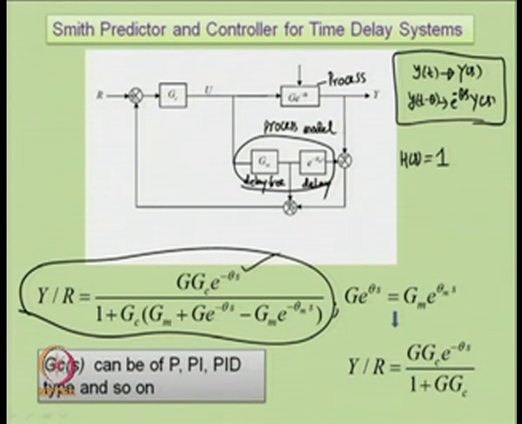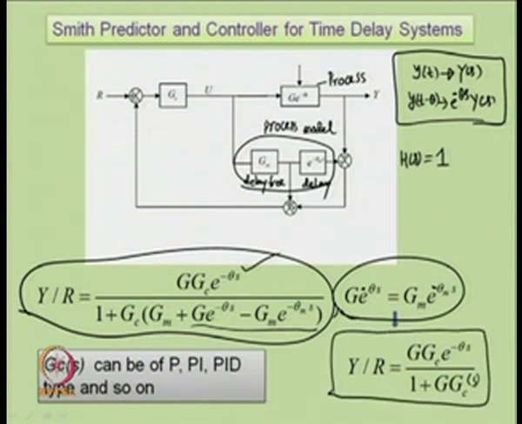When the process dynamics exactly matches with the process model dynamics, or when the process model dynamics is exactly the same as the process dynamics, which is given in mathematics as G e to the power minus theta s equal to G m e to the power minus theta m s, this term will become 0 and we will get the closed loop transfer function in the form of G G C e to the power minus theta s upon 1 plus G G C.